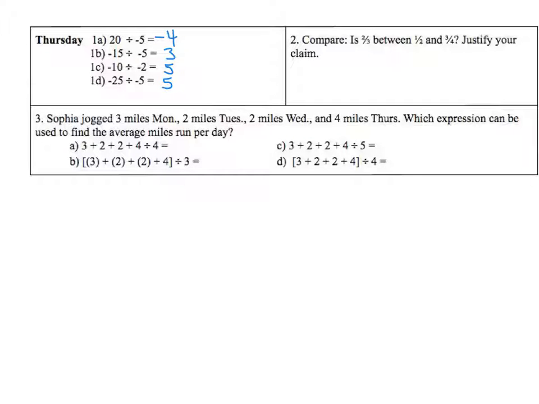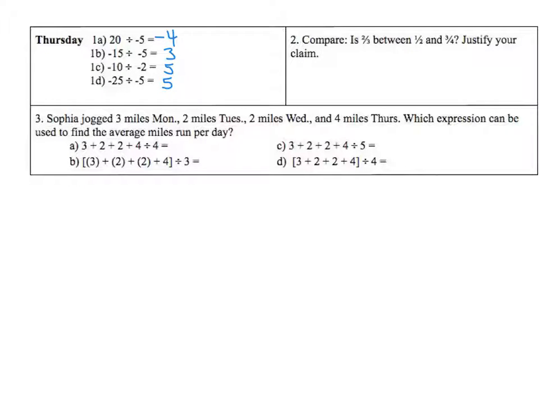Okay, so a positive divided by a negative is going to have a negative answer. So 1a is negative because of that. For 1b, you have a negative divided by a negative, which is going to give you a positive result. So that's why we have a positive 3. Okay, same thing for 1c and the same thing for 1d. So really, just look at the division.